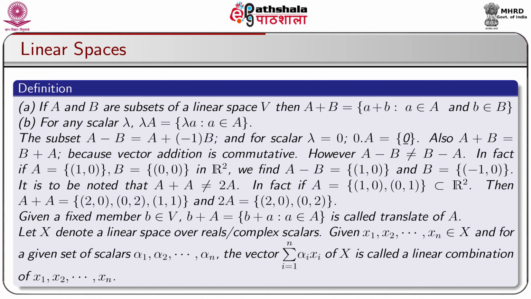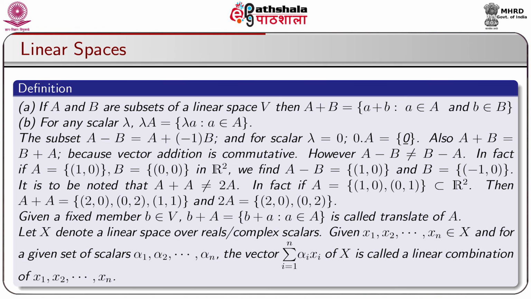Do not be confused that A minus B is equal to A intersection B complement in the set theory approach. So now we explain how the result A minus B not equal to B minus A comes. In fact, if we take A equal to the singleton set {(1, 0)} and B equal to the singleton set {(0, 0)} in R2, that is the Euclidean 2-space, we find A minus B is equal to the singleton set {(1, 0)} and B minus A is equal to the singleton set {(-1, 0)}, and that is why A minus B is not equal to B minus A.